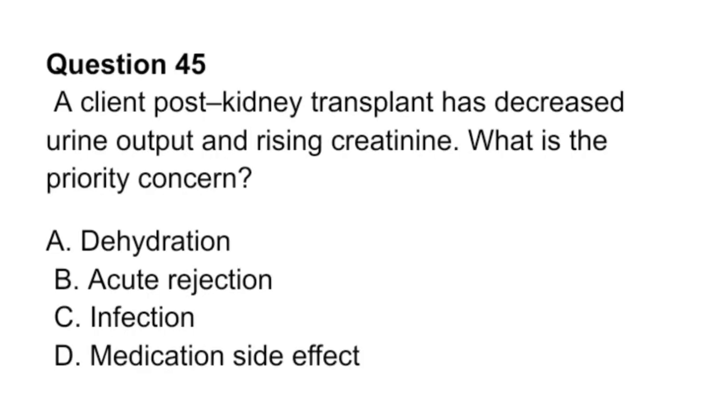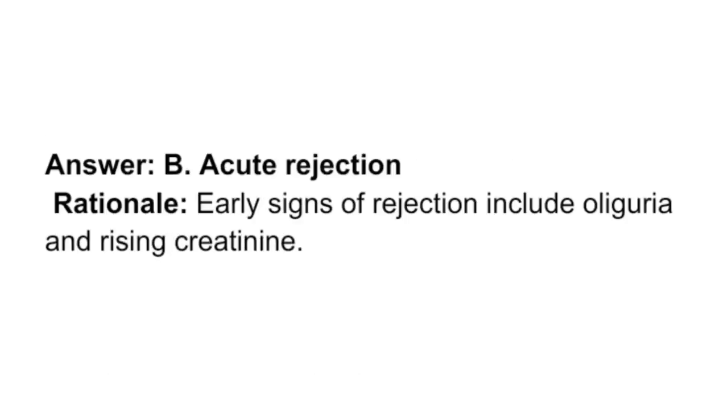Question 45. A client post-kidney transplant has decreased urine output and rising creatinine. What is the priority concern? A. Dehydration. B. Acute rejection. C. Infection. D. Medication side effect. The answer is B. Acute rejection. Rationale: early signs of rejection include oliguria and rising creatinine.